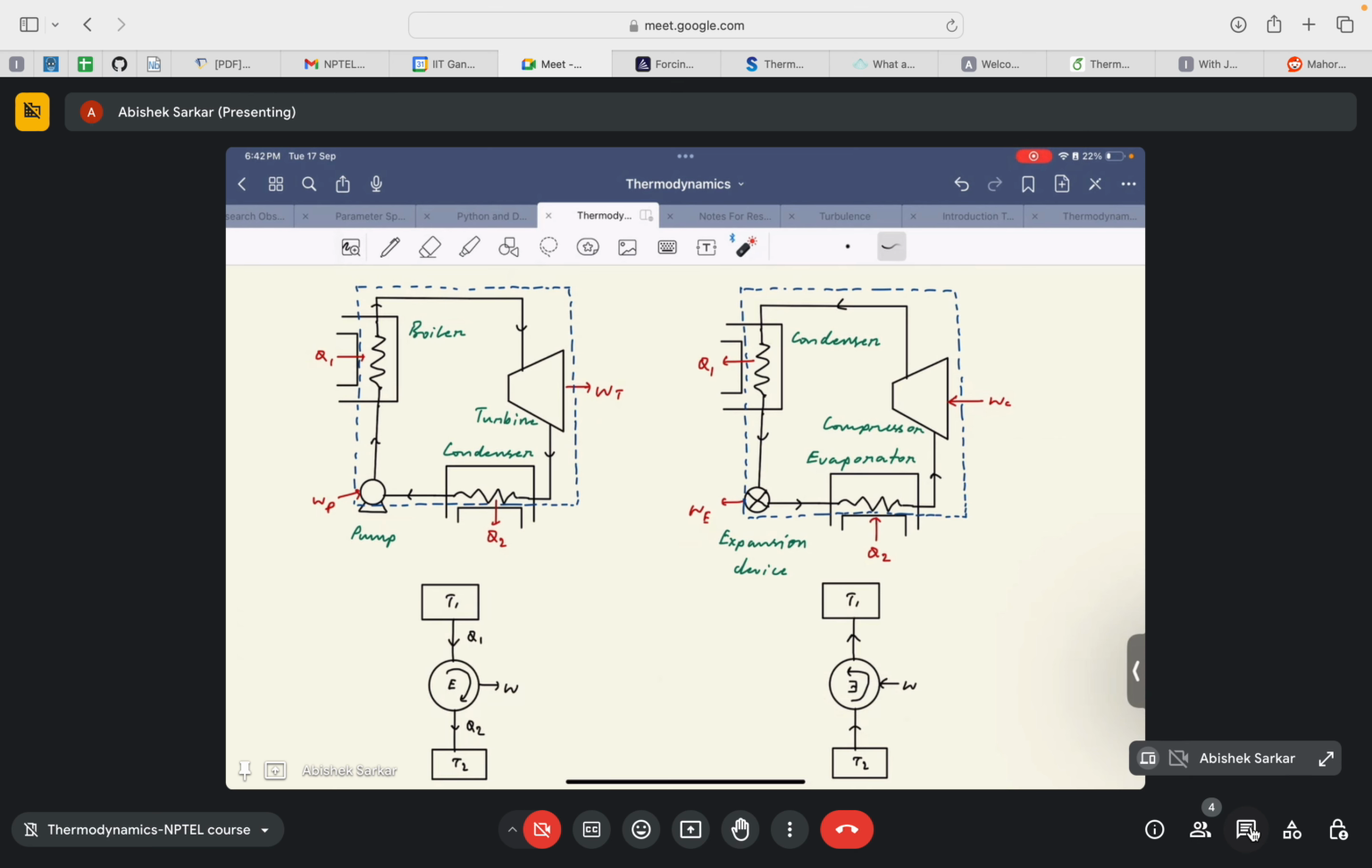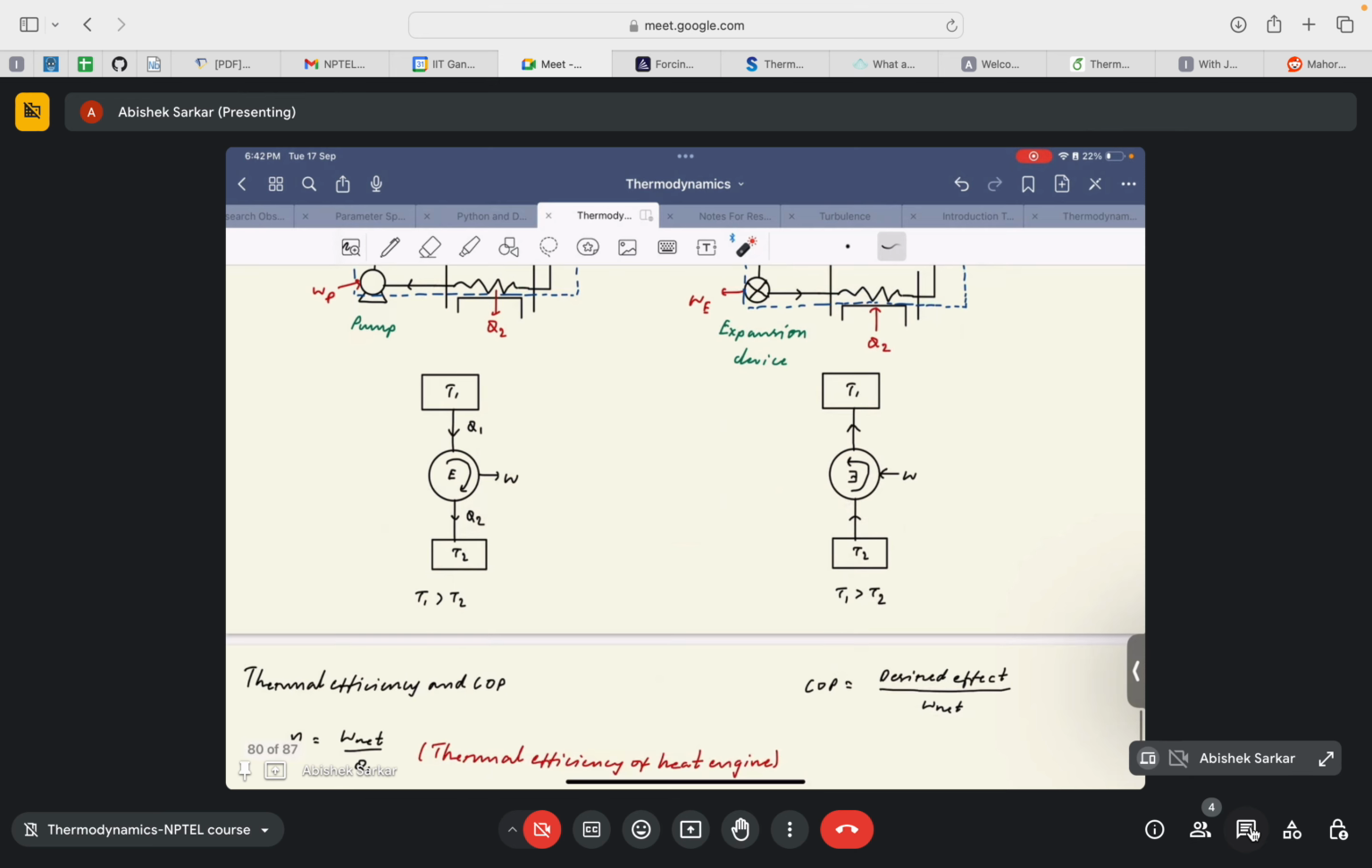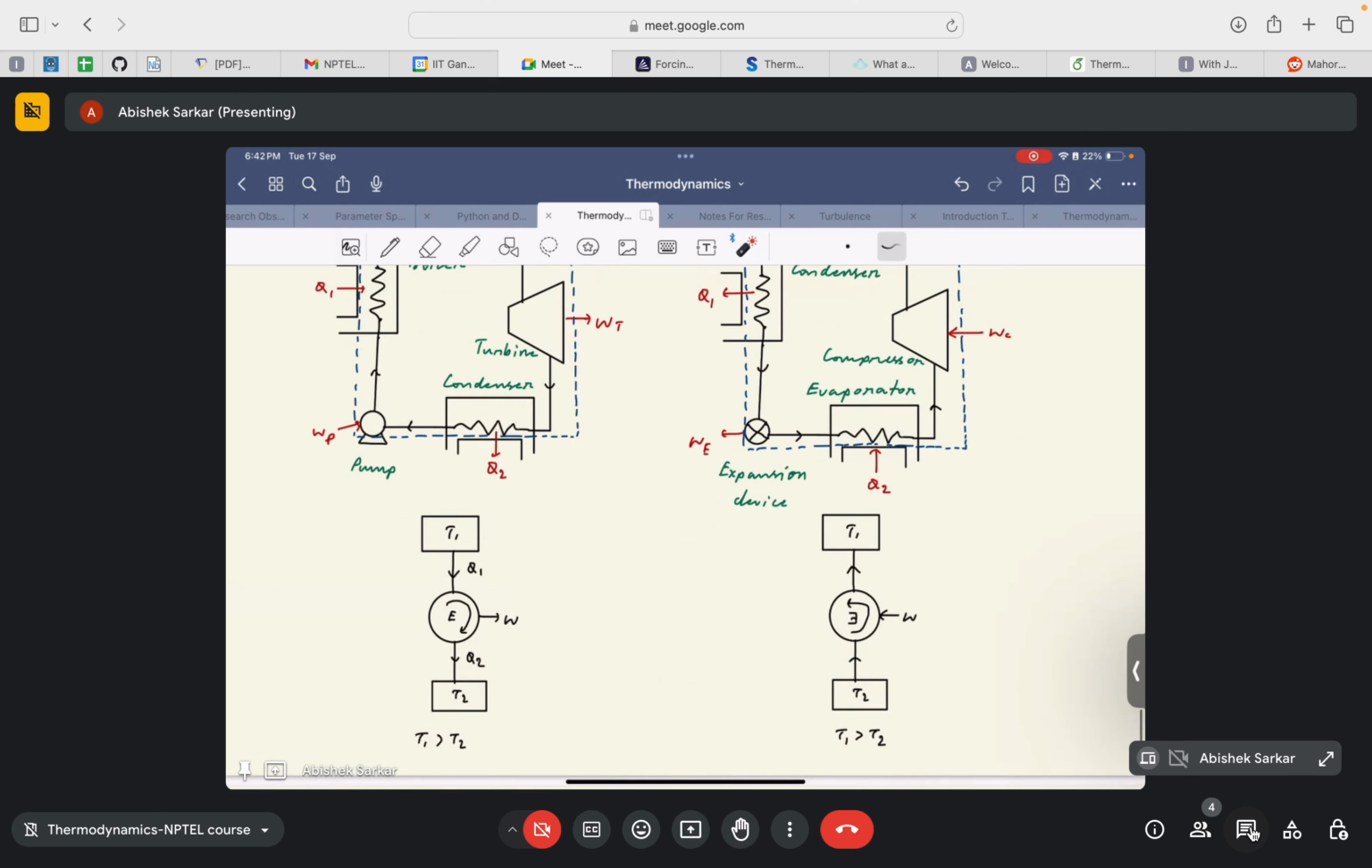Similar to the work interactions between the turbine and the pump, the work done, or work out of the expansion device, is much lesser than the work input to the compressor. So we will eventually see that in many approximations we only consider the net work input, the network interaction within the heat pump, as WC, because WE is usually much lesser than WC.